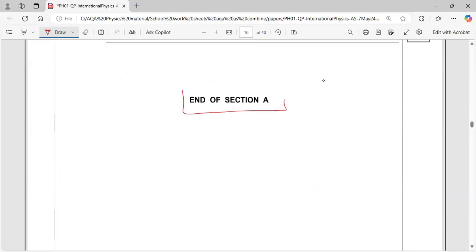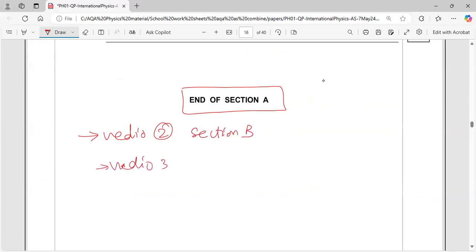So this is the end of section A. Now in video 2, I'll be looking at section B. And in video 3, I'll be looking at section C. And I'll be adding additional supportive videos as well, and I will be sharing their links as well.